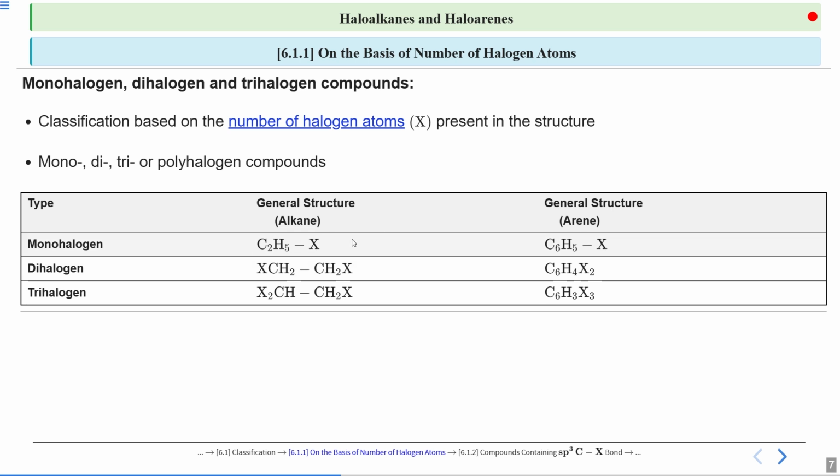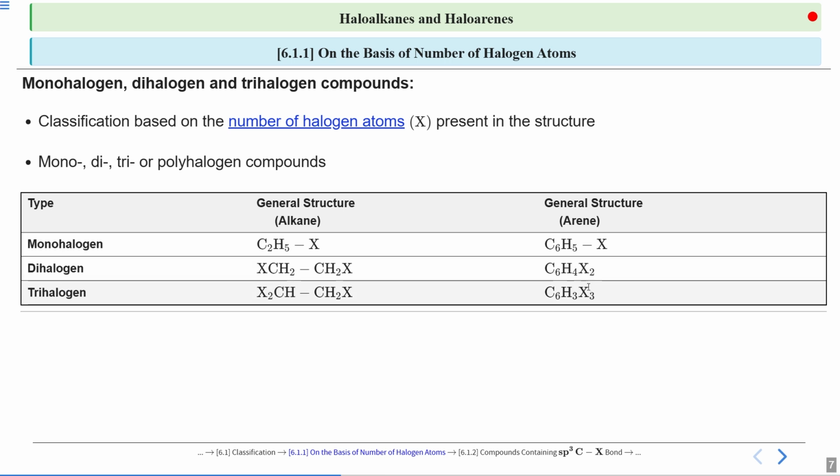It's like an example, where we have this ethyl halide, C2H5X. Dihalogen means we have CH2, and with each carbon we are attaching a halogen atom, right? So in this structure of the alkane, we have two halogens bonded with the carbon, so it comes under the category of dihalogen. In the trihalogen, the general structure of alkane is X2CH2X. That means here the total 2 plus 1, 3 halogens are present in this structure. That means 3 valencies are occupied by the halogen for the carbon. So this structure is considered a trihalogen compound.